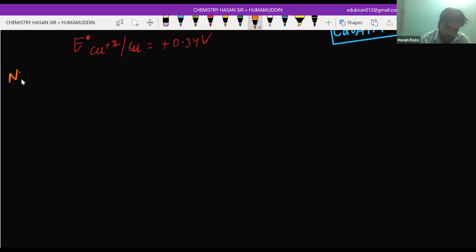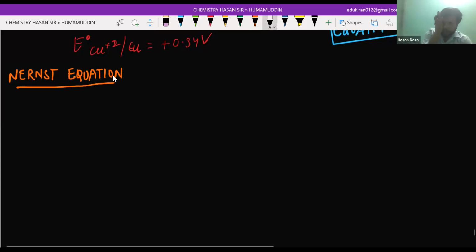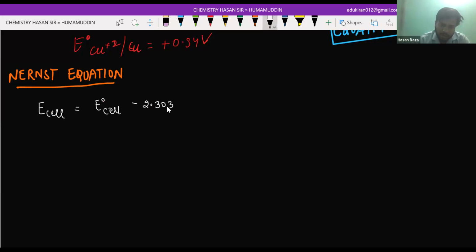Okay. Moving to the next topic, that is the Nernst equation, and it is one of the most important topics from this chapter. So see, the Nernst equation is very easy. There will be a formula which is very easy. Basically, here to calculate the value of E cell, E cell will be equal to E naught cell minus 2.303 RT upon nF log product upon reactant, to the base 10.